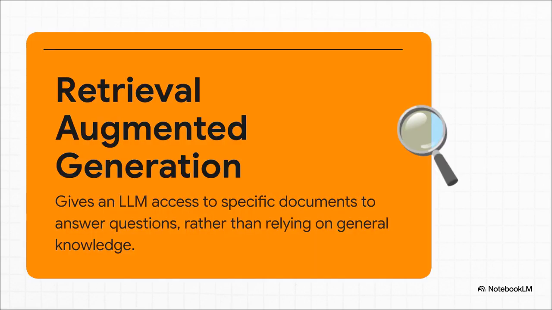The answer is this really elegant technique called Retrieval Augmented Generation, or RAG for short. Honestly, the best way to think about it is like giving the AI an open book exam. Instead of forcing it to remember something from its massive generic brain, we let it look up the answer in a specific set of notes you've given it. It's an absolute game changer for building AI that's actually useful and personal to you.